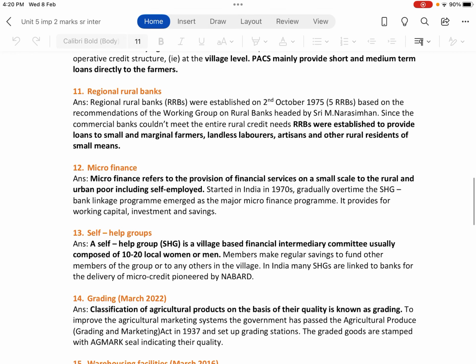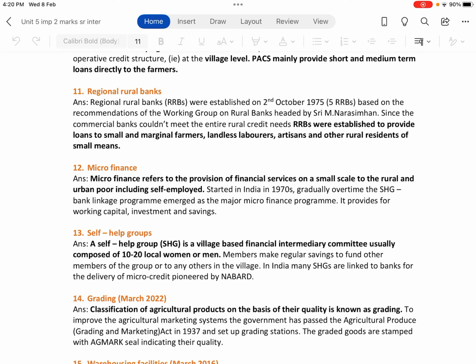Then the 11th question, regional rural banks. Regional rural banks, popularly called RRBs, were established on 2nd October 1975, initially 5 RRBs, based on the recommendations of the working group on rural banks headed by Sri M. Narasimhan. Since the commercial banks couldn't meet the entire rural credit needs, RRBs were established to provide loans to small and marginal farmers, landless laborers, artisans, and other rural residents of small means.